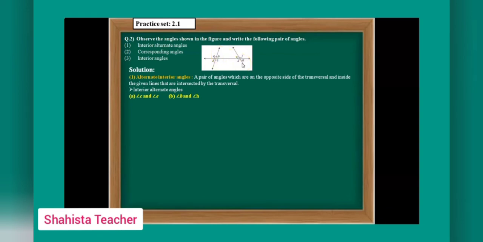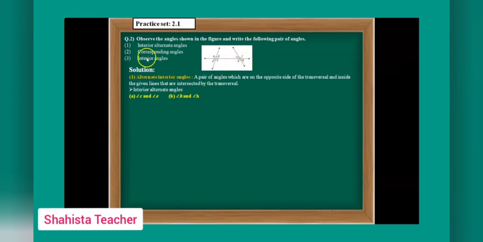Is that clear? That means alternate angle means opposite side of the transversal and inside the given lines. Inside, see, this is inside. These angles are inside angles, okay? Inside the given lines and intersected by the transversal. So here this line is the transversal line, okay? And here how many pairs of angles are given in total? 8. So first, for angle C, angle E is the interior alternate angle, and for angle B, there is angle H, interior alternate angle. Is that clear?